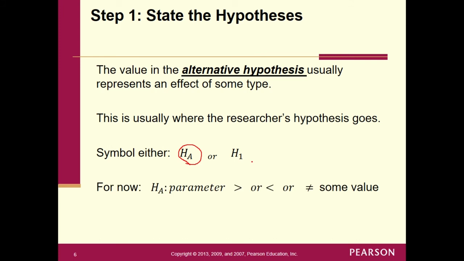For now, the alternative hypothesis will be written with the same parameter as you saw in the null, but either you're going to write a greater than, less than, or not equal to sign versus some value. That value that you see there is the same value that you see in the null. So for instance, you might write the alternative is mu is greater than 10.